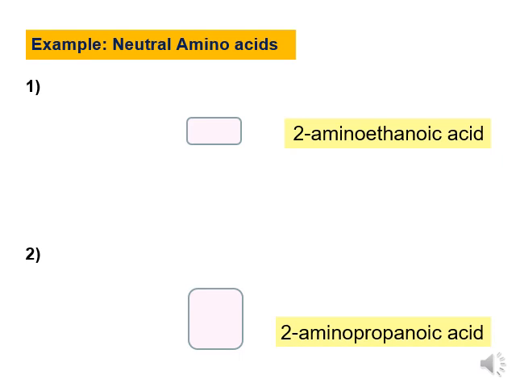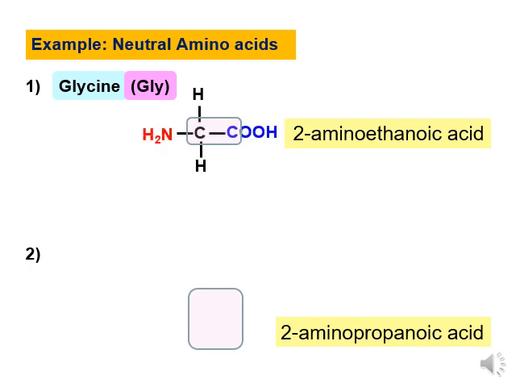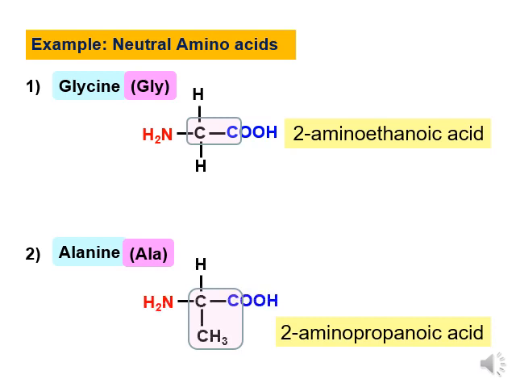And more examples of neutral amino acid. The first one will be glycine, which is the simplest amino acid because the G group is simply H. That will be 2-amino ethanoic acid. And the next example will be alanine, which the name will be 2-amino propanoic acid. Note that the G group here for alanine is CH3.